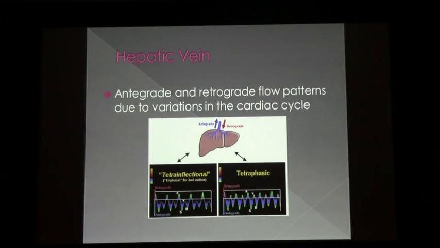So as for the hepatic vein, it can have antegrade and retrograde flow, and it's just due to the variations with cardiac activity.